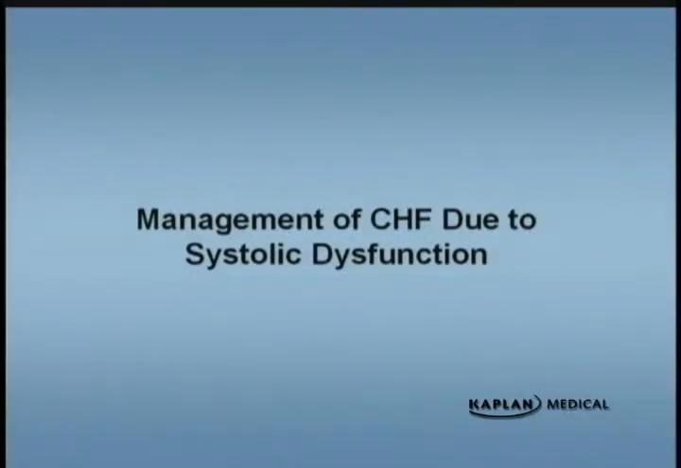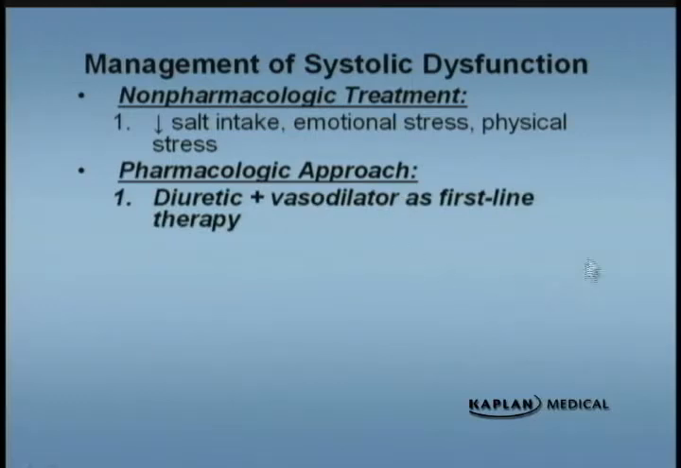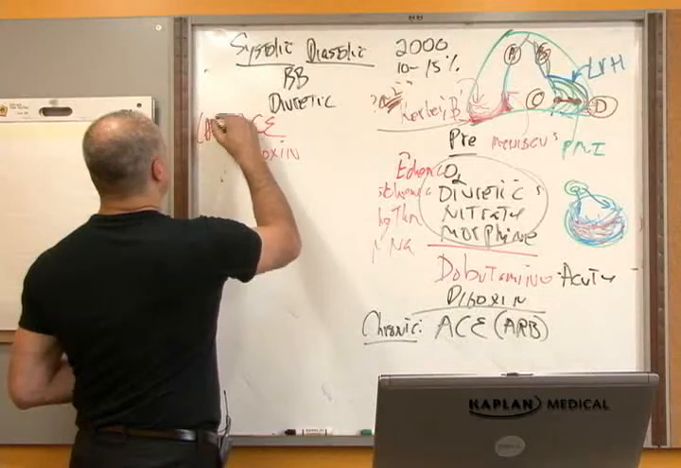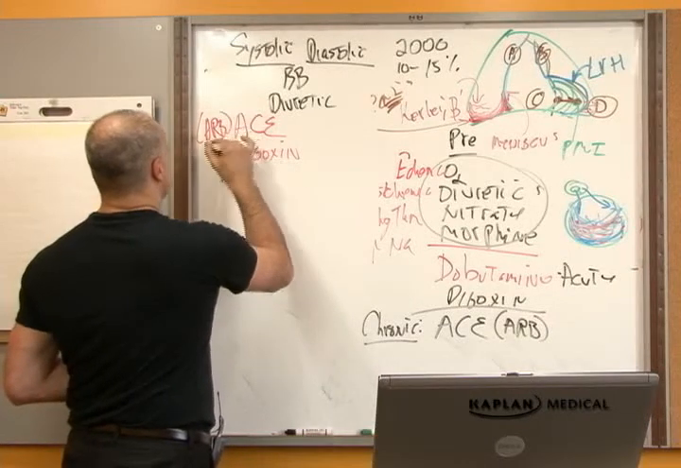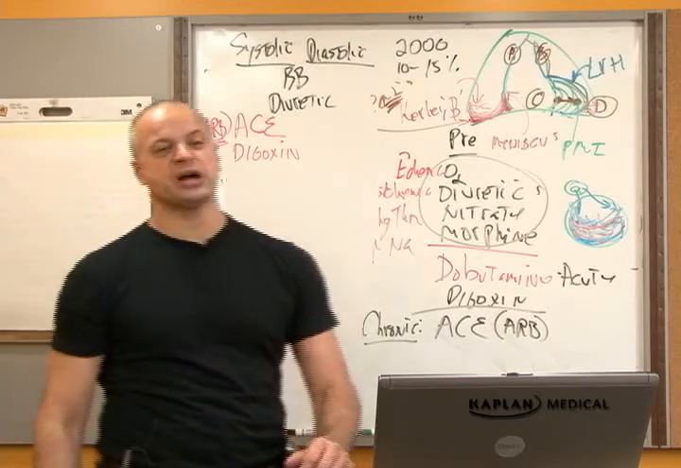Now, what are we going to do if you're getting severe systolic dysfunction, congestive failure? Well, you decrease salt intake. I don't know if there's anybody who can decrease their emotional stress. But decreasing salt intake is like preload reduction. A diuretic and a vasodilator. Remember, vasodilators mean ACE inhibitors and angiotensin receptor blockers.